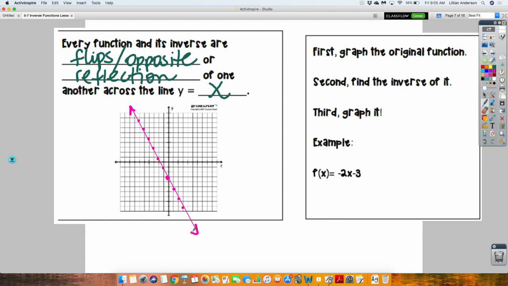Okay. So, one way to do it is like it says over here: graph the original function, find the inverse of it, doing our steps, and then graph the inverse. So, let's find the inverse. What do I need to do to start? Replace f of x with y. Then switch the x and y. Then solve.